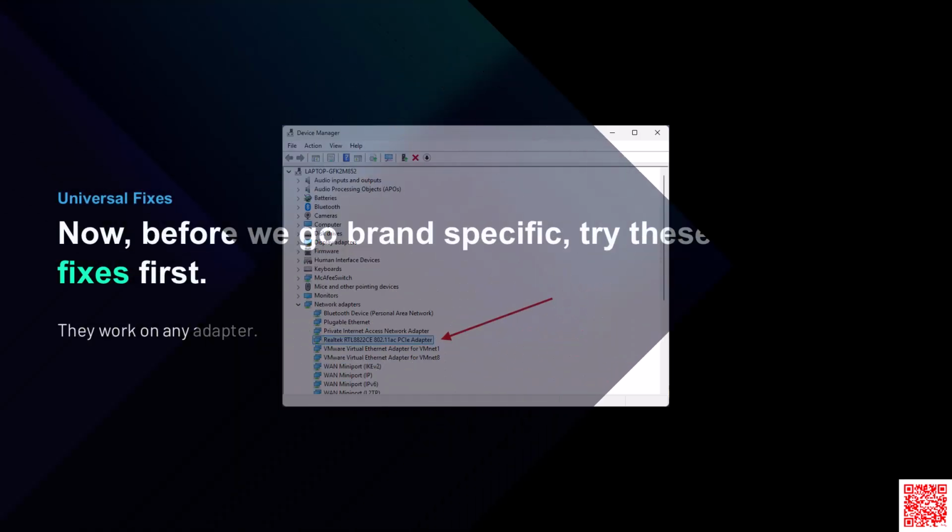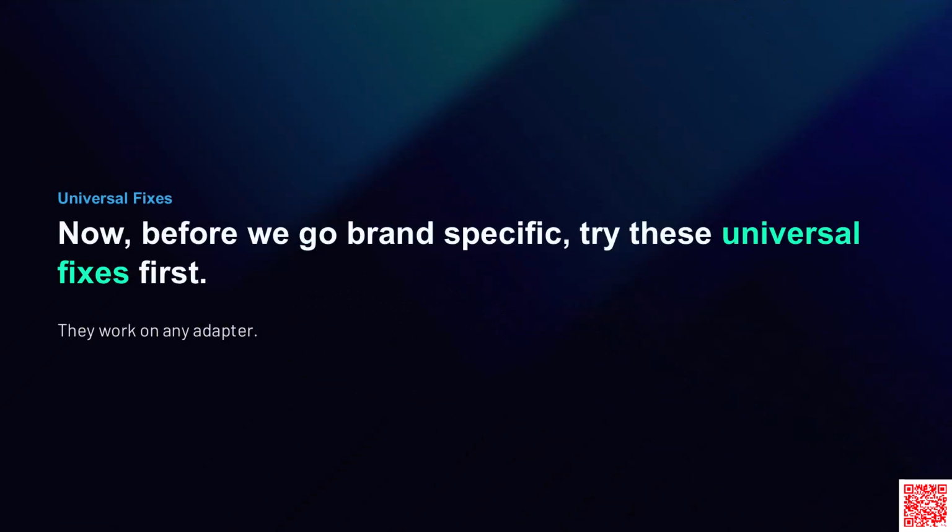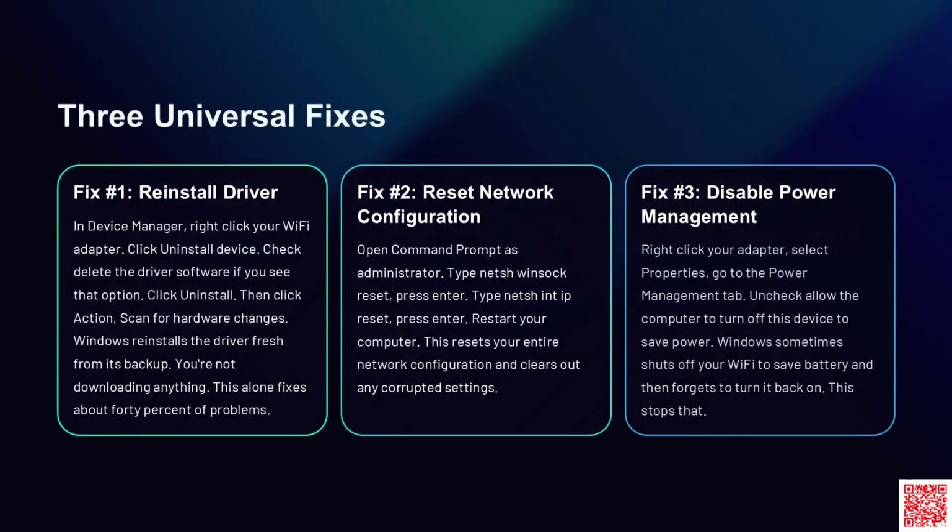You'll need it. Now before we go brand specific, try these universal fixes first. They work on any adapter. Fix number 1. In Device Manager, right-click your Wi-Fi adapter. Click Uninstall Device. Check Delete the driver software if you see that option. Click Uninstall, then click Action. Scan for hardware changes. Windows reinstalls the driver fresh from its backup. You're not downloading anything. This alone fixes about 40% of problems.